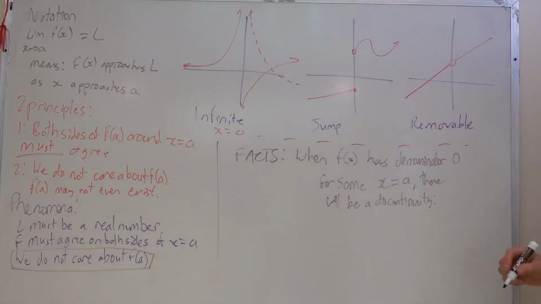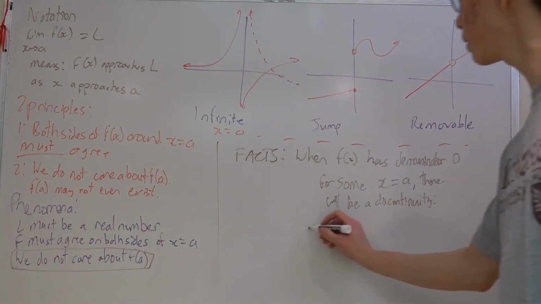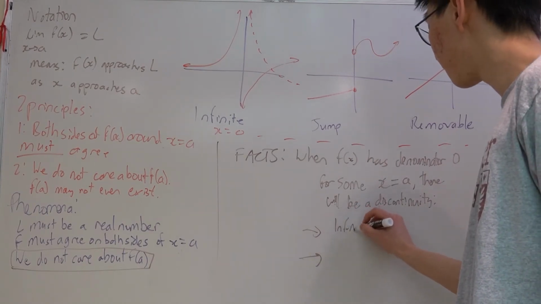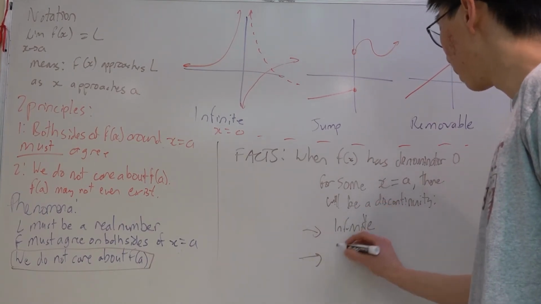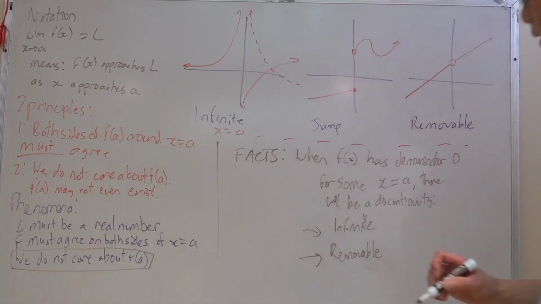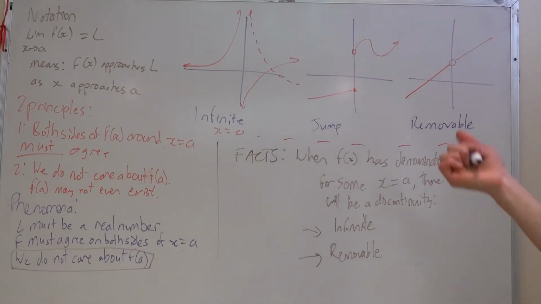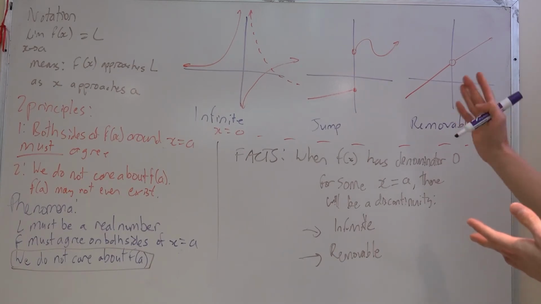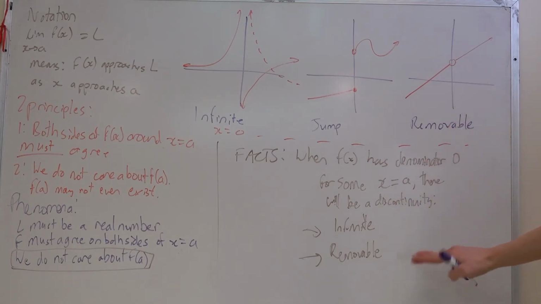Okay? And there are only two types that can arise from this. Namely, you can only get infinite and removable. Now I want you to graph on Desmos the following functions just to be able to see this, okay? The functions I'm going to give you are very similar to each other visually. As functions they look very similar, but on the graph they look completely different.